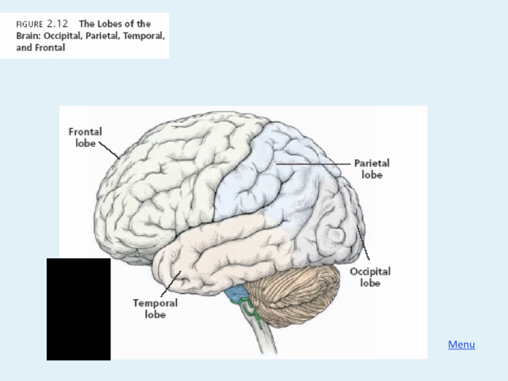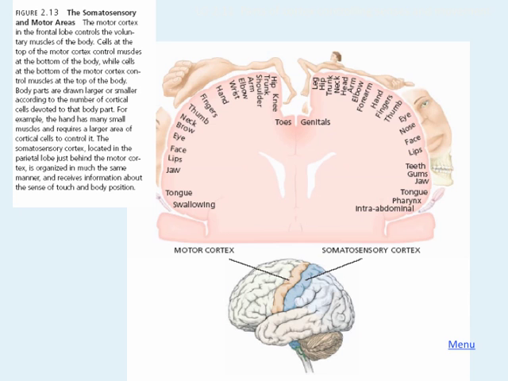Now, there are different lobes of the brain for different reasons. This is just another representation so you can get a little bit more awareness of how large these sections actually are. Frontal lobe, parietal lobe is where all of our sensory and our motor functions are coming from. Temporal is our auditory, and occipital is all of our visual.